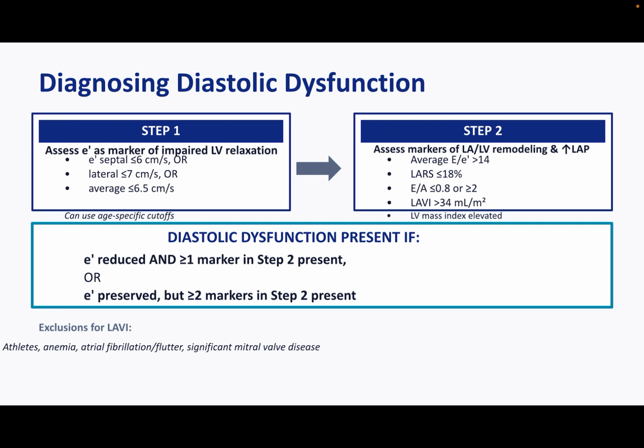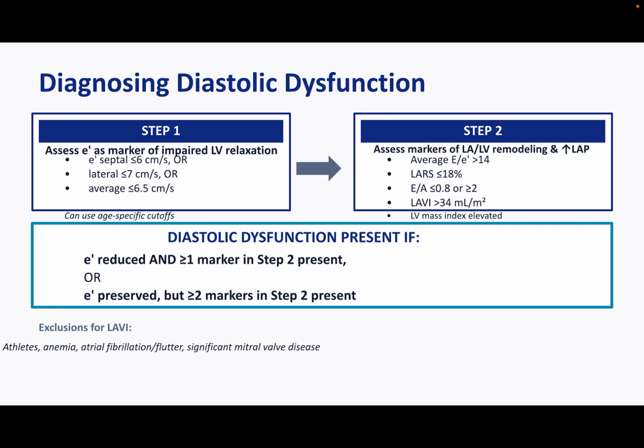Diagnosing diastolic dysfunction: the two-step approach. Here's the diagnostic algorithm for determining whether diastolic dysfunction is present. This is step 1 and step 2, before we worry about grading. Step 1: assess E prime as a marker of impaired relaxation. A septal E prime less than 6, lateral less than 7, or average less than 6.5 is abnormal, and use the specific cutoff for more precision.